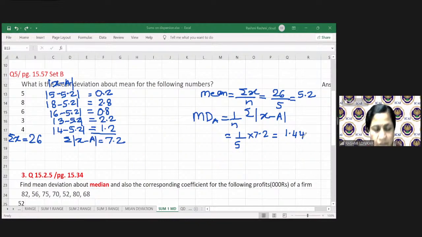Smith, there are 5 numbers only, isn't it? 5, 8, 6, 3, 4. There are 5 numbers. So I have taken n as 5. Right? Smith, I hope you've understood. So this is the way you must do for this kind of data. Now let us find mean deviation about the median. Okay, we have done these two sums about mean deviation about the mean.